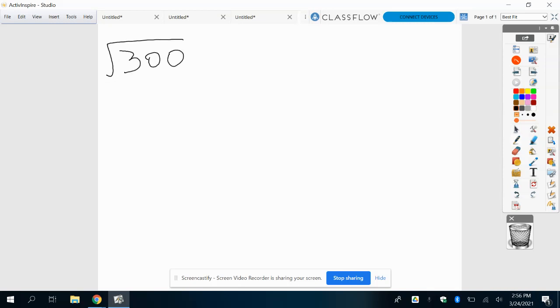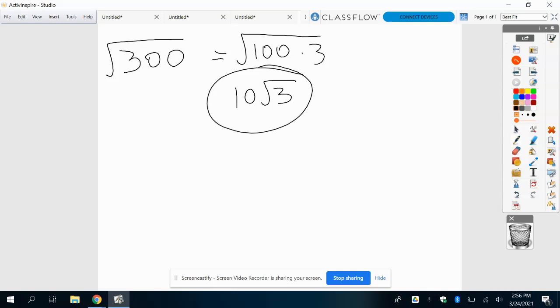Now, there are two ways you can think of this. Maybe right away you can realize, all right, 300 is just 3 times 100, so we've got 100 times 3. The square root of 100 is 10, and then the 3 stays in the square root. So if you can see that right away, awesome, there's your answer. But sometimes you can't see that right away, so you can also do the prime factorization.